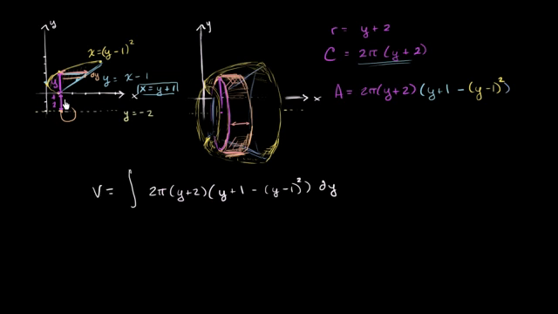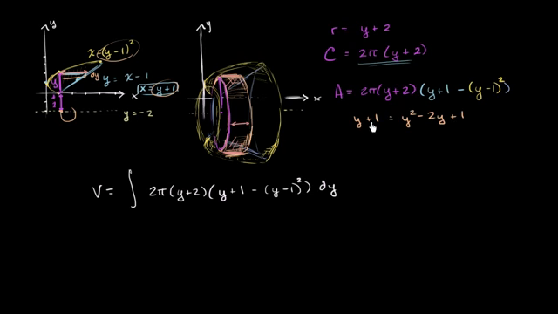And what's the interval? You might be able to eyeball it, but we can actually solve that explicitly. When do these two things equal each other? Well, you could just set y plus 1 equal to y minus 1 squared. So if we set y plus 1 to be equal to y minus 1 squared, let me expand that out. That's going to be y squared minus 2y plus 1.